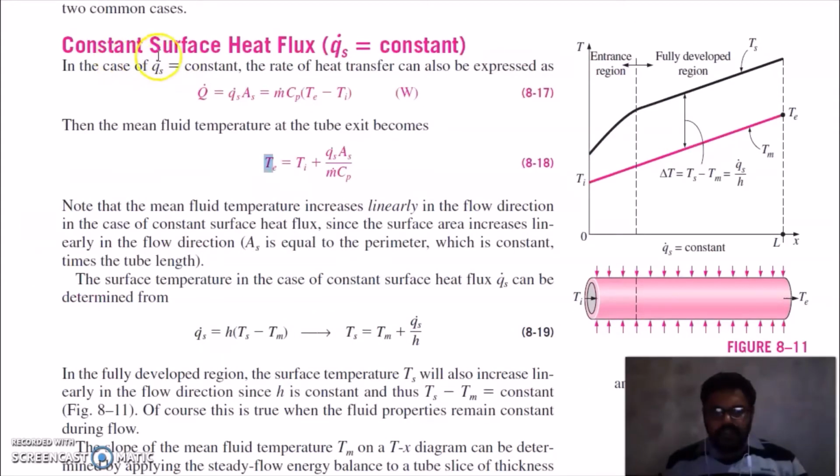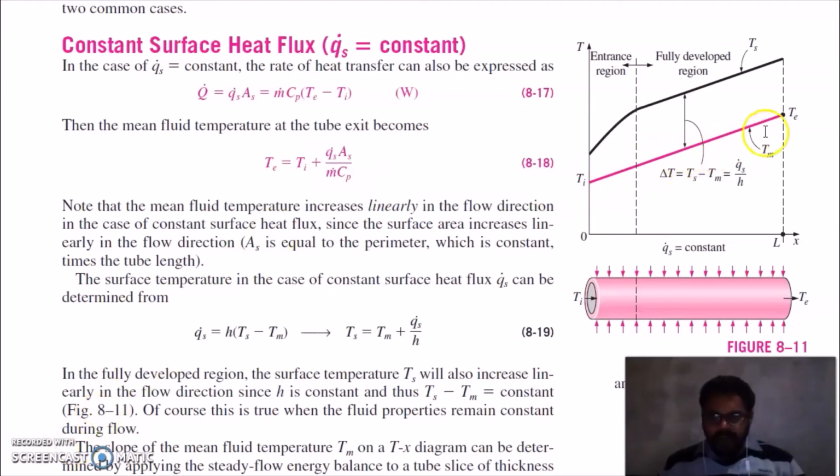Now discuss this case, constant surface heat flux, that is qs equal to constant. In the case qs is constant, the rate of heat transfer can be expressed as Q equals flux times surface area, and this must be equal to mass rate times Cp times (T exit − T inlet). So this is the exit temperature, this is the inlet temperature. Now if you rearrange this, you will have T exit equal to Ti plus this factor.